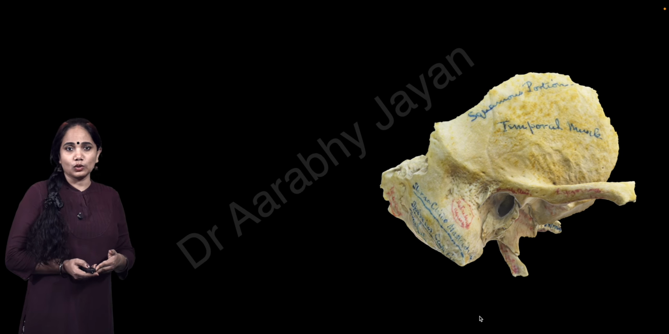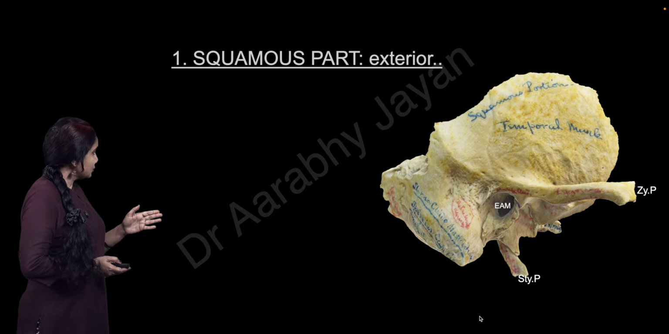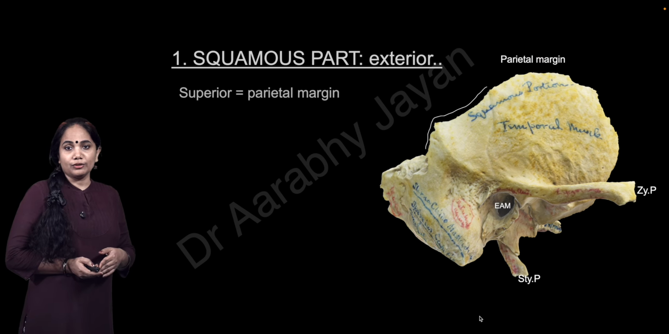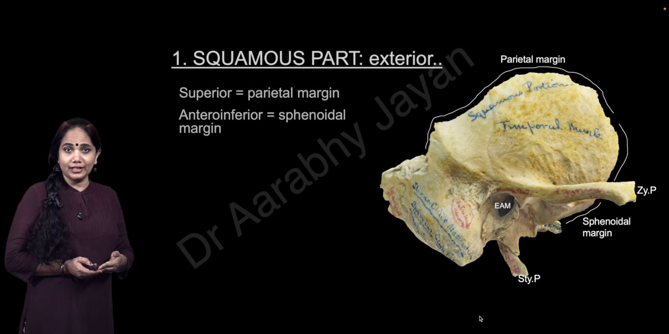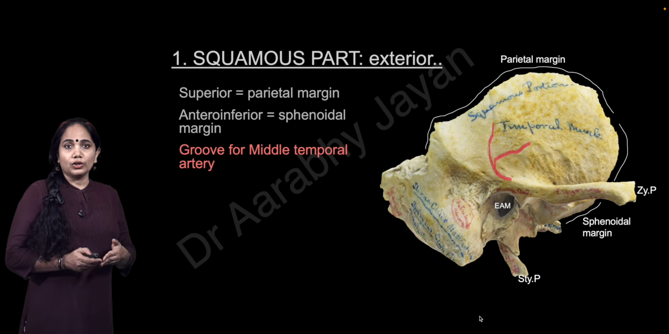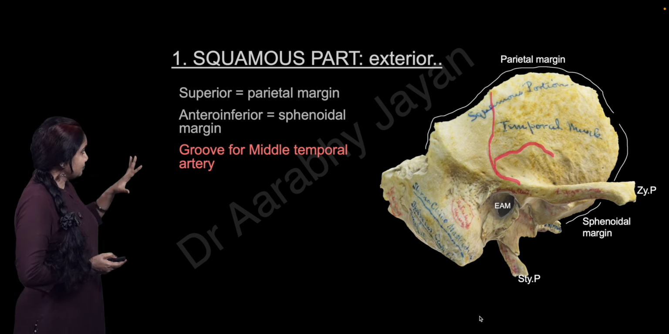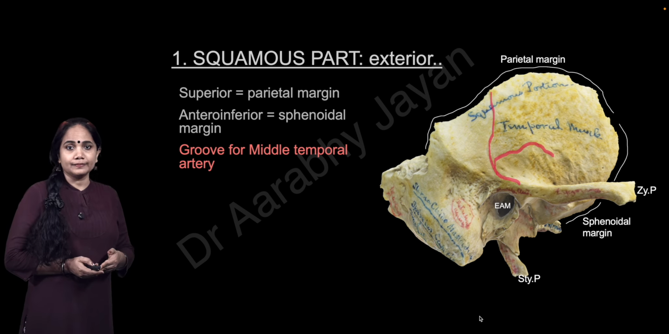Let's see the features of the squamous part. First, let's orient. Here we have the zygomatic process, the external auditory meatus and the mastoid below, and the styloid process. The squamous part of the temporal bone has a superior border called the parietal margin, and an antero-inferior border called the sphenoidal margin. There is also a groove for the middle temporal artery, which is a branch of the superficial temporal. This groove lies in that entire space called the temporal fossa, which gives attachment to the temporalis muscle.